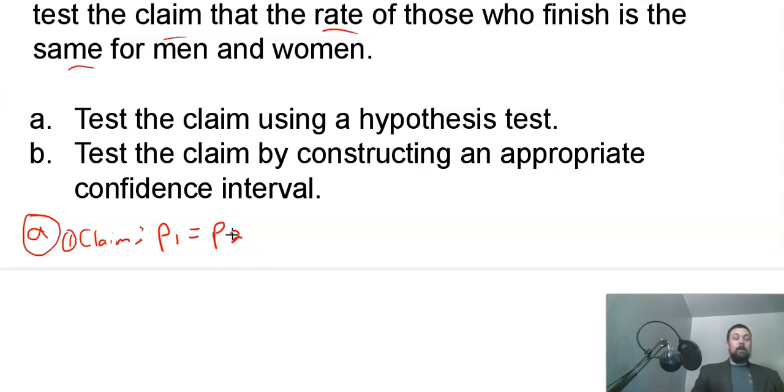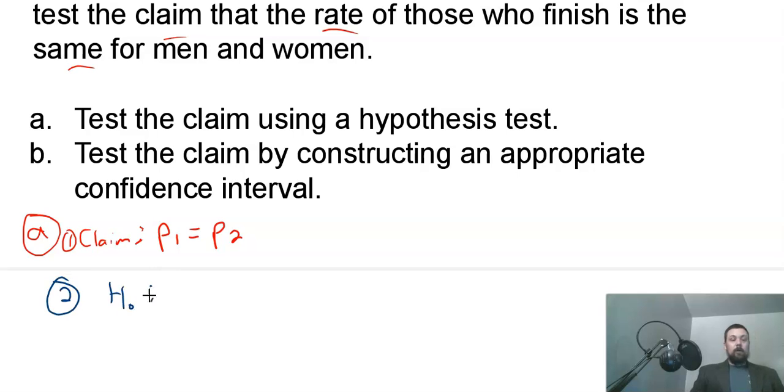And so just based on the order that the data was given to us in, we're going to let 1 represent the population of men who raced in the marathon, and 2 will represent the population of women who raced in the marathon.